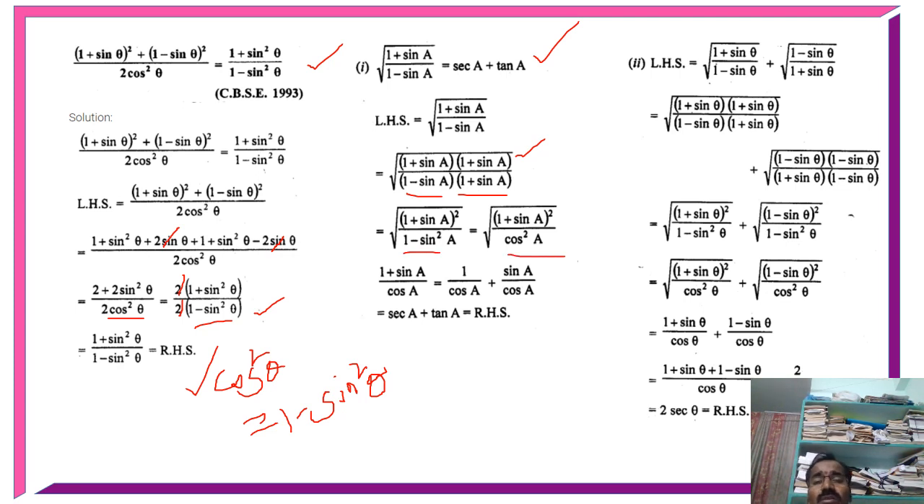If we remove the square root, it becomes (1 + sin A)/cos A. If you expand it, 1/cos A plus sin A/cos A. What is 1/cos A? Secant A, which is reciprocal. Sin A/cos A is tan A. We took RHS by rationalizing, we got one form, expanded by using the sec A, tan A formula. We wrote sec A plus tan A, RHS we proved.